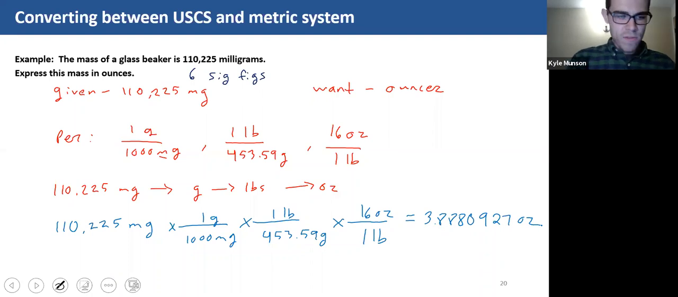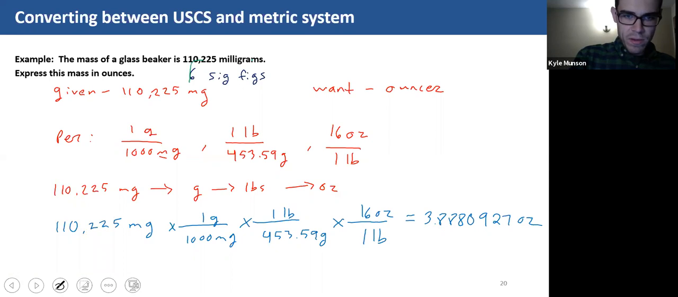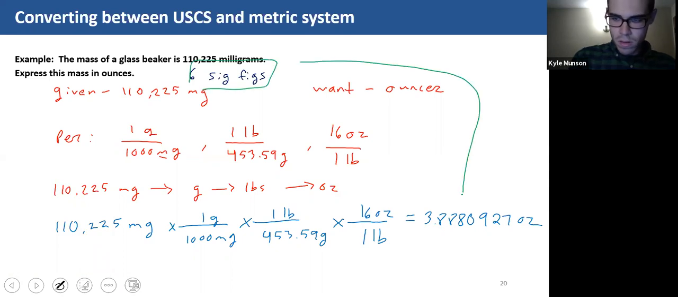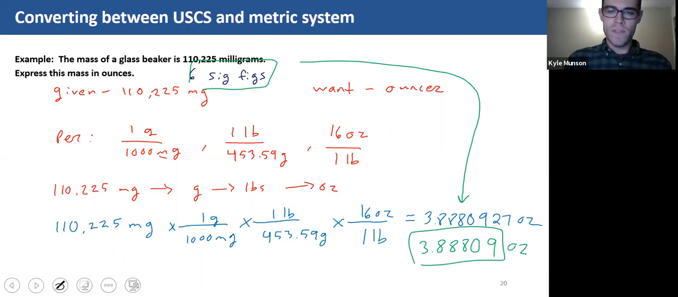And this answer can only have 6 significant figures. Okay, so this needs to be rounded. 3.88809 ounces. That is 6 sig figs.